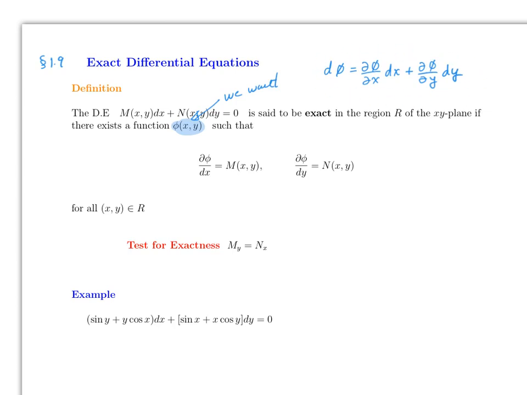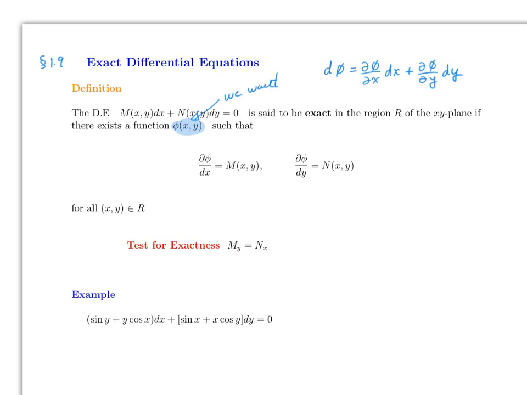Okay? Now, there is an easy way to check if something is exact, and we're going to do it. So this is the test for exactness. If the partial of M, which is whatever is in front of the dx, with respect to y is equal to the partial of N with respect to x, then the equation is exact.